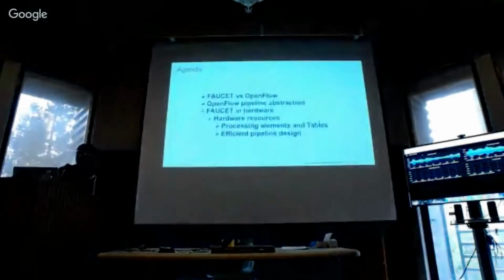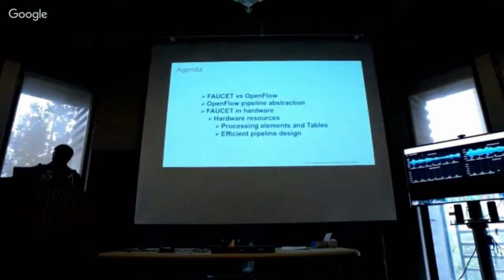I'm just going to talk a bit about Faucet versus OpenFlow. I think there's a good consensus over here, but I really want to focus this talk on what it takes to effectively implement a pipeline like Faucet in hardware in an efficient manner.